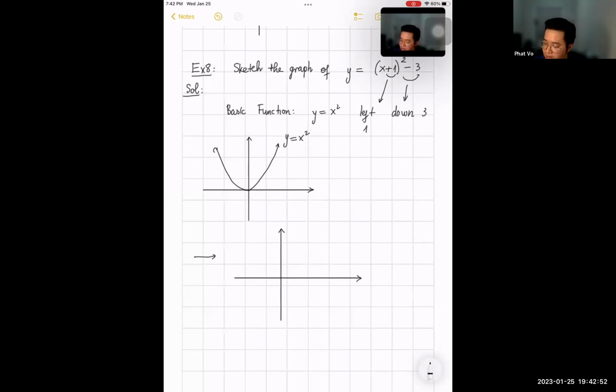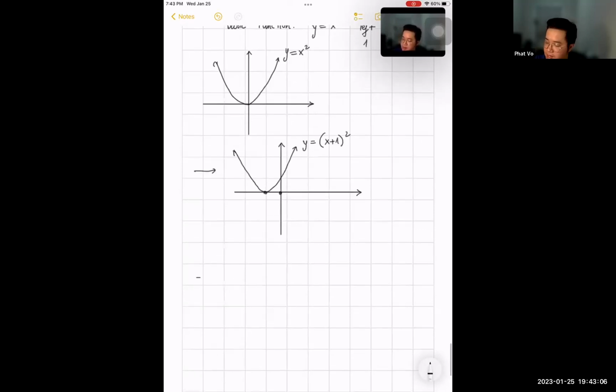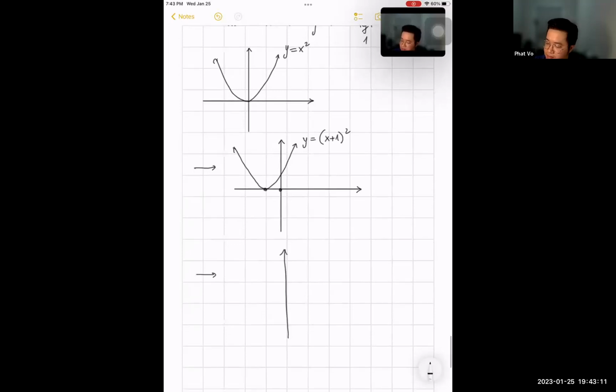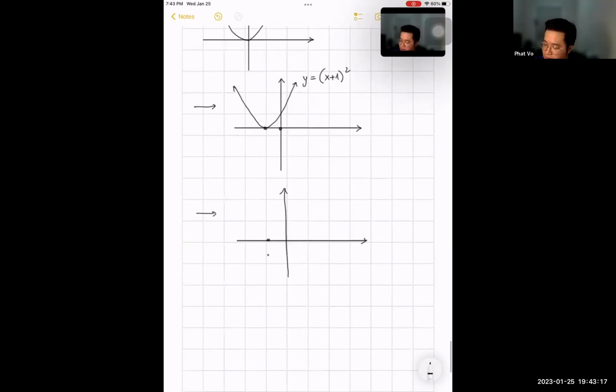Okay, go down 3, right? Start at... okay. Go to the left 1 first. Okay, here, right? So the graph of this function here is y equals (x + 1) squared. And after that, you will go down 3, right? Start at -1, right? Go 3: 1, 2, 3. So start here. So the function should be like this.